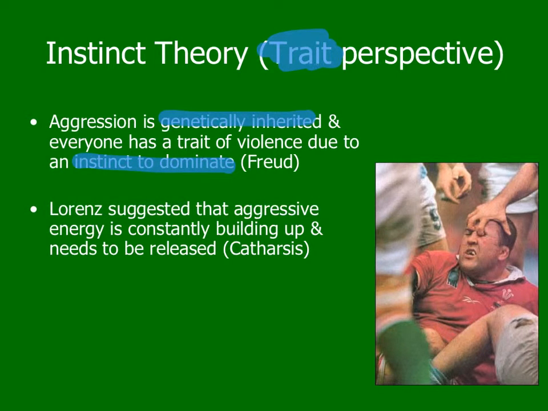Another point we can make around instinct theory is this thing about catharsis, and that catharsis is building up within us according to these trait theorists. Lorenz said that that's constantly building up and we need to get rid of it. So one way we can get rid of it is through being aggressive, and that gets rid of that tension.